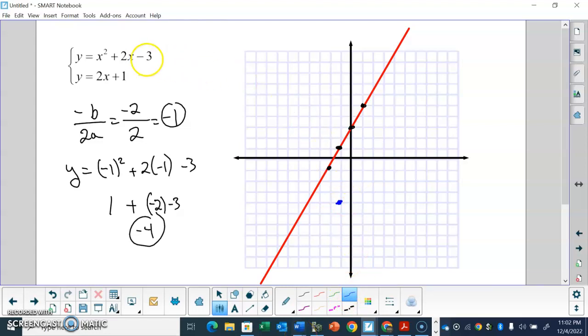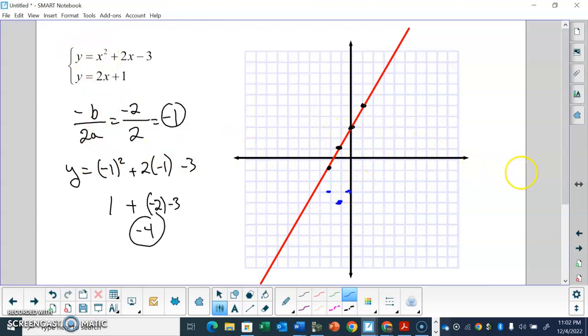Okay, so I need a couple other points. Remember, this is also my axis of symmetry. So if I put in 0, I get negative 3 as my y-intercept. Also get it over here. Okay, let's get 2 more points.